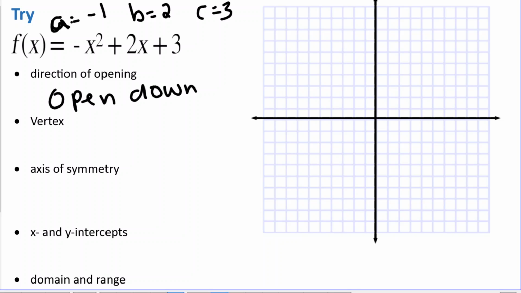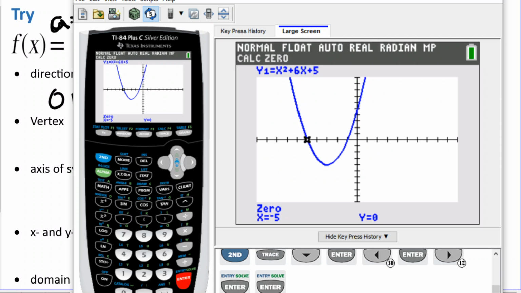A negative a value tells us our parabola will open downwards. Again, we want to graph this to find most of our characteristics. The only other thing I could find at this point is my y-intercept. Because I know my c value, because I was in standard form, I know that I have a y-intercept at +3 already. But let's pull up our graph, practice these skills.